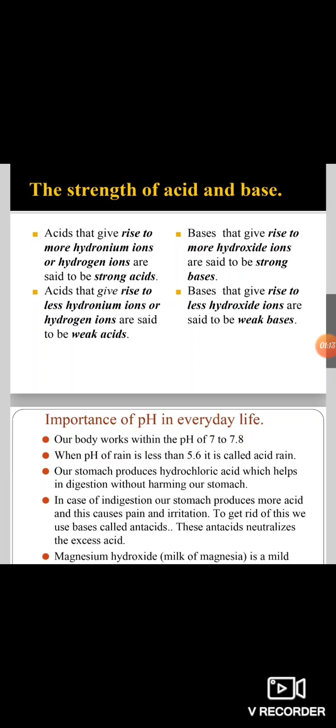When the pH value of rain is less than 5.6, it is called acid rain. So you have to know the pH values of some common solutions.